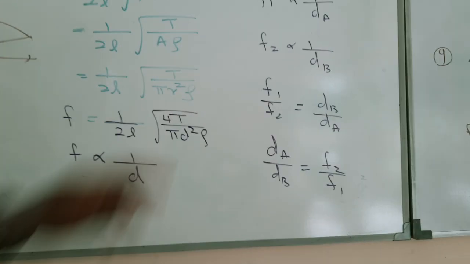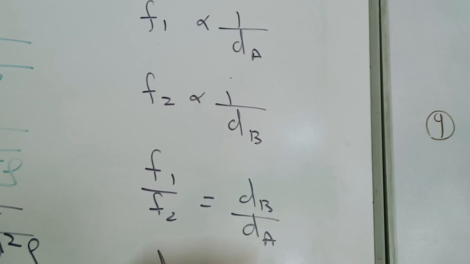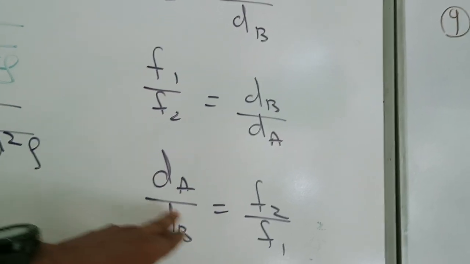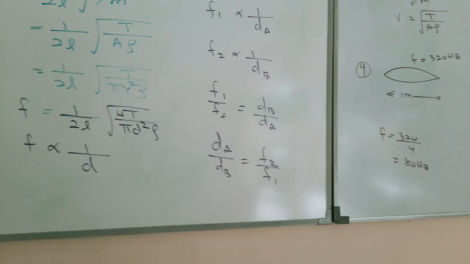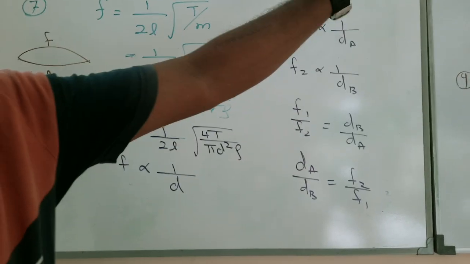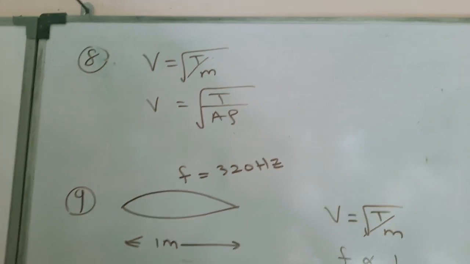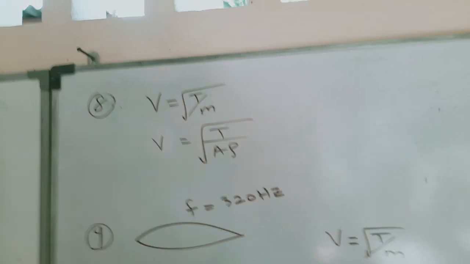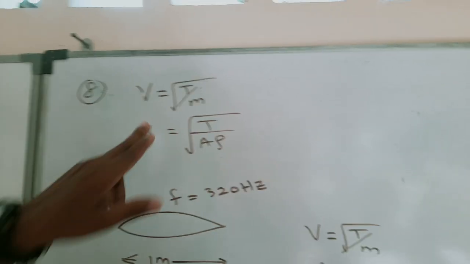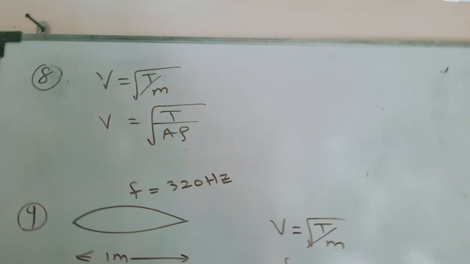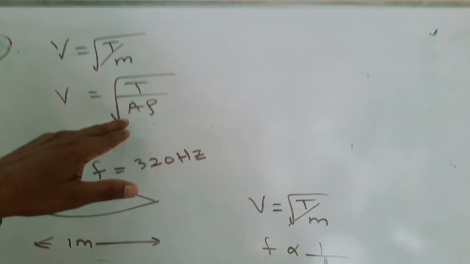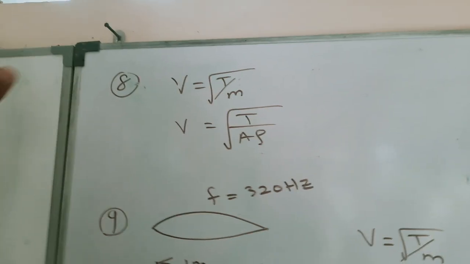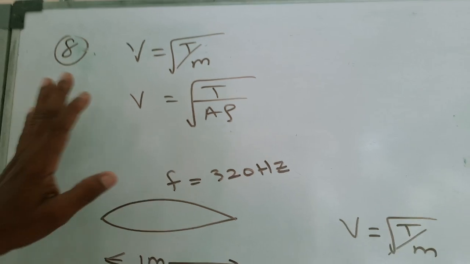In the first instance, F1 has diameter dA; F2 has diameter dB. So dA by dB is equal to F2 by F1. The answer is F2 by F1. Then the 8th question: the velocity of a transverse wave in a stretched string depends on what? The velocity V is equal to root of T by M. It depends on tension, cross-section area or diameter, and material. So in this question, the answer depends on tension, the fourth answer.